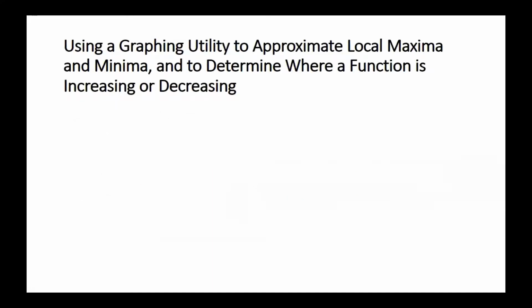Now we're going to look at using a graphing utility to approximate local maxima and minima and to determine where a function is increasing or decreasing. Let's look at the function f of x is equal to x to the fourth minus 5x squared minus 3x plus 4. Now, that's not a quick, easy function to deal with, so that's where a graphing utility can come in handy. So I'm going to use Desmos.com. It's my graphing utility of choice, and it's basically an online graphing calculator.